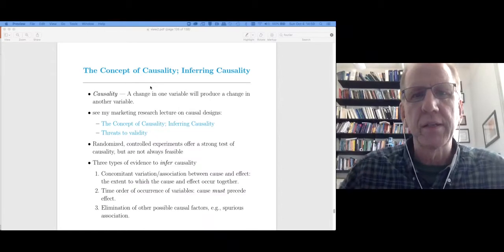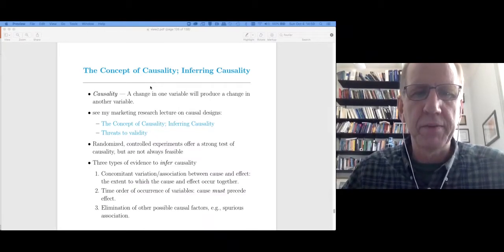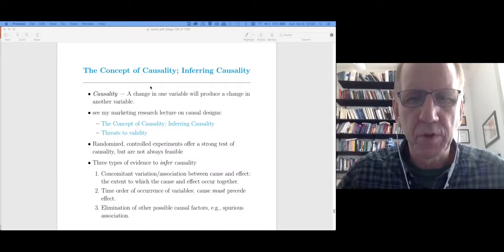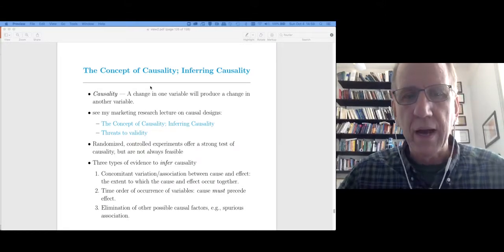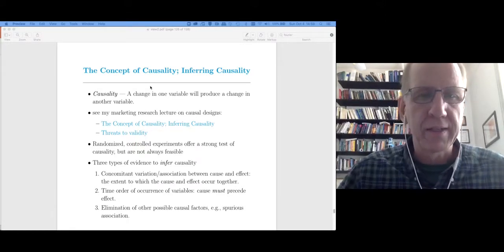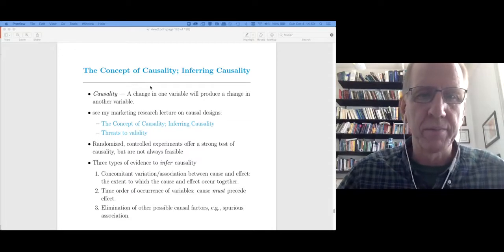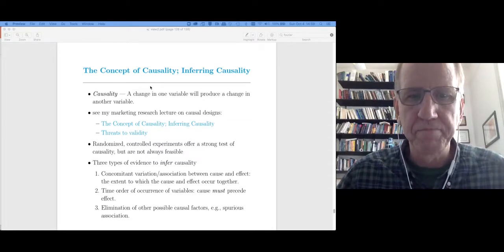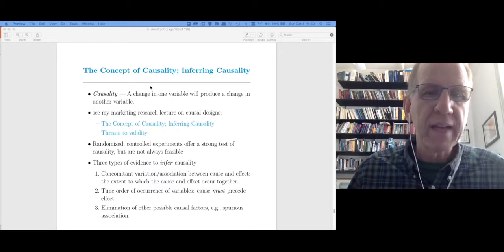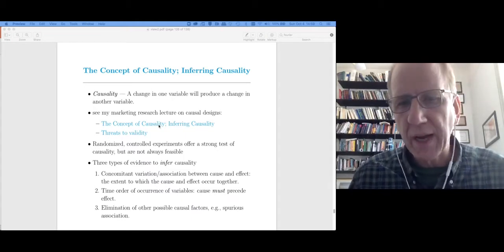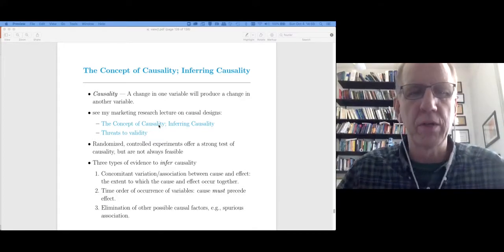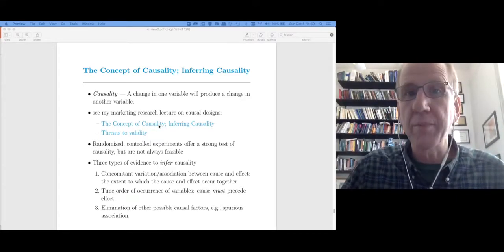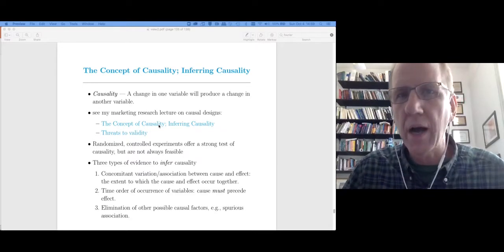The first thing I'd like to emphasize is that usually the best or strongest test of causality is going to come from a randomized controlled experiment, where I, the experimenter, can assign my sampling units at random to a treatment or control group. But this isn't always feasible. When it's not feasible, there are three different types of evidence that we use to infer causality. The three types of evidence are concomitant variation, time order of occurrence, and eliminating other causal factors.